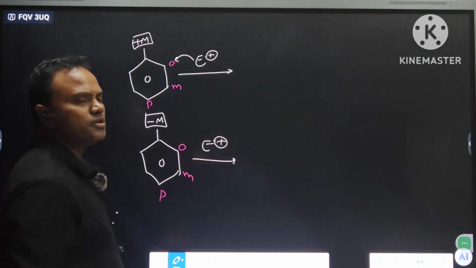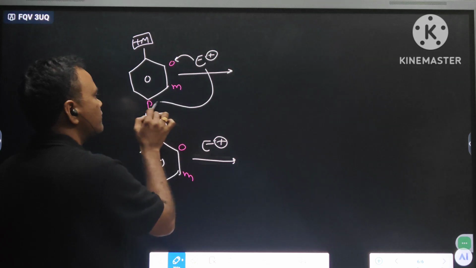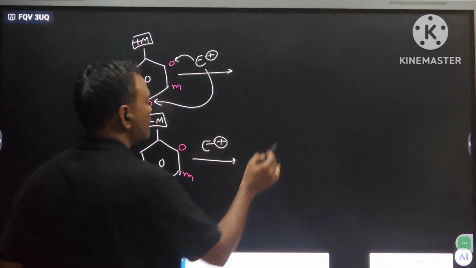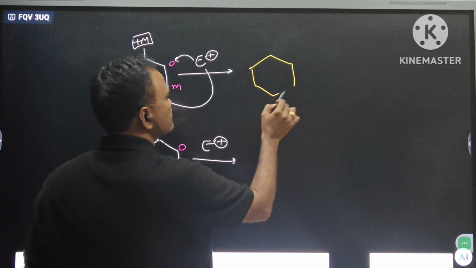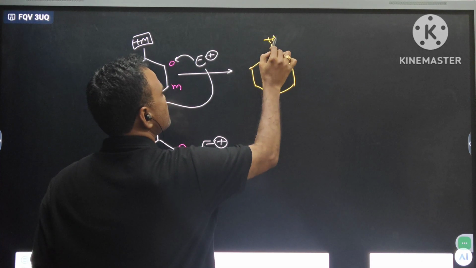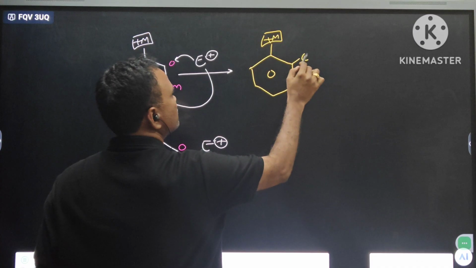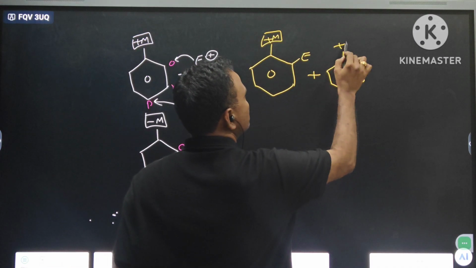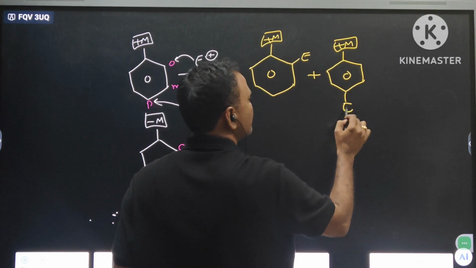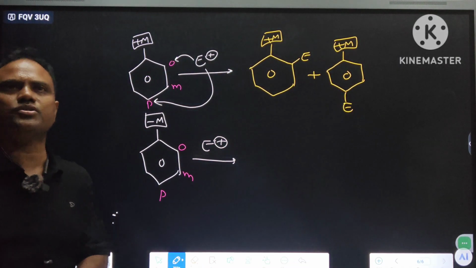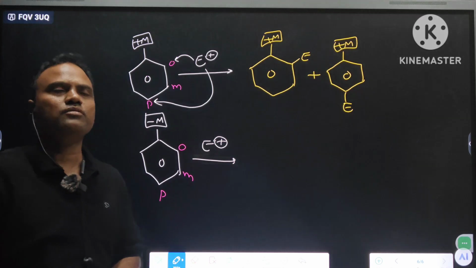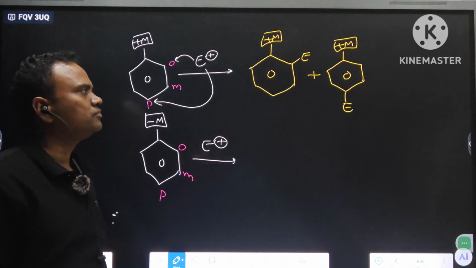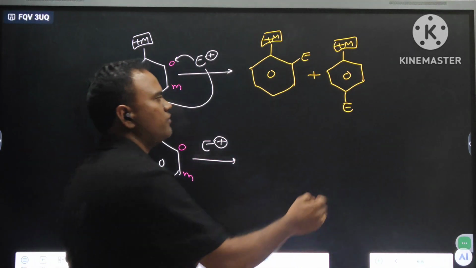When plus M group is present, electrophile preferentially attacks ortho position and para position. Plus M, electrophile in ortho position. Plus M, electrophile in para position. Which is the major product? Guess. Ortho or para? Which is major? In general, para will be the major one.